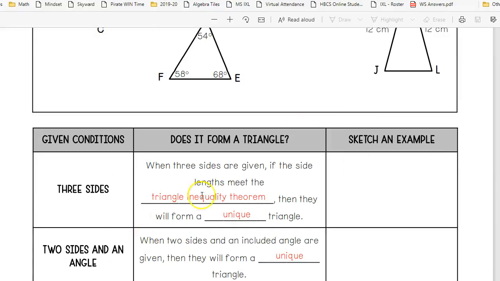Now, you could be given a situation where you have 2 sides and an angle. When 2 sides and an included angle are given, they will absolutely form a unique triangle. A unique means that it'll form one triangle. So 2 sides and an angle.